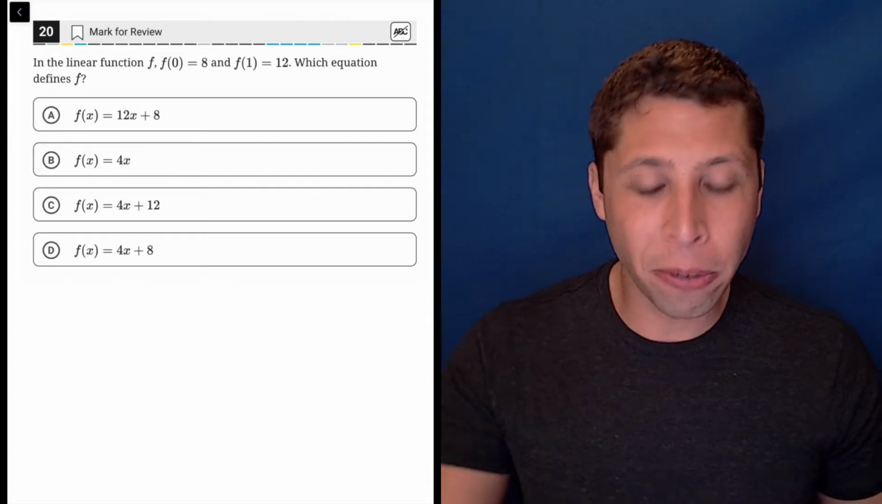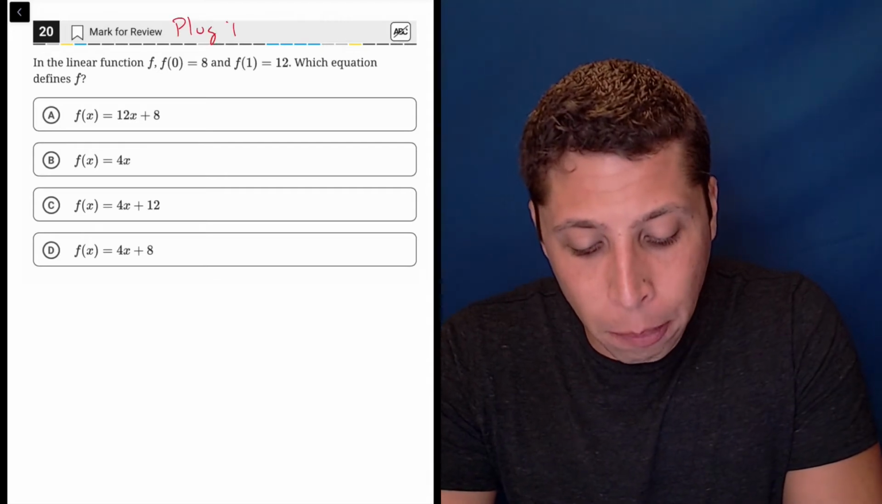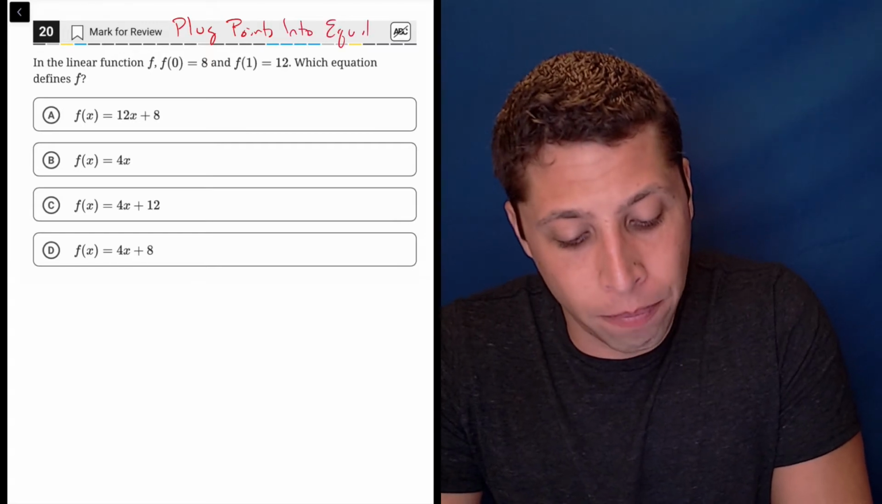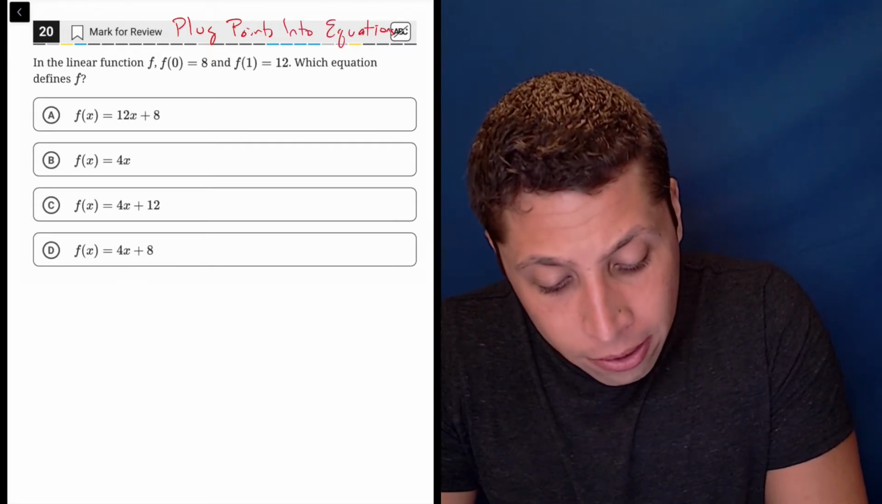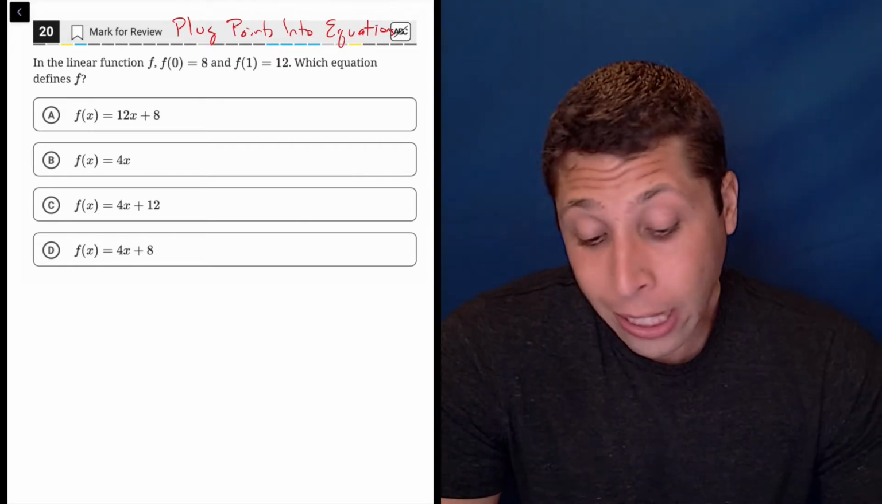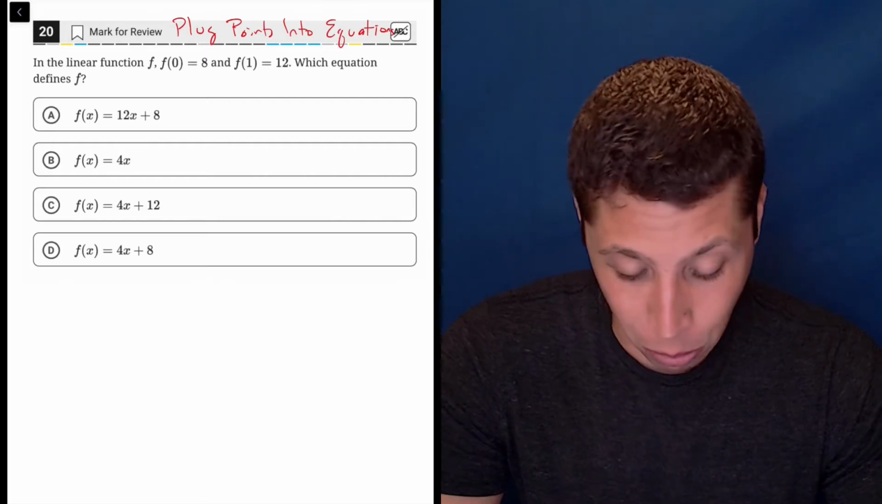Here we have yet another example of my favorite strategy: plug points into equations. Now, for many of you, it should be obvious that the answer choices are equations, right? You cannot deny that those are equations. They got equal signs and they got x's. So there you go, an equation.